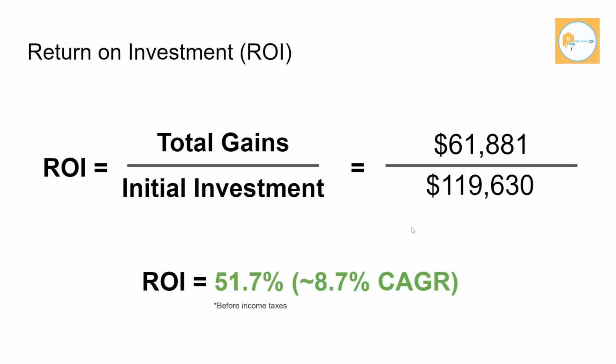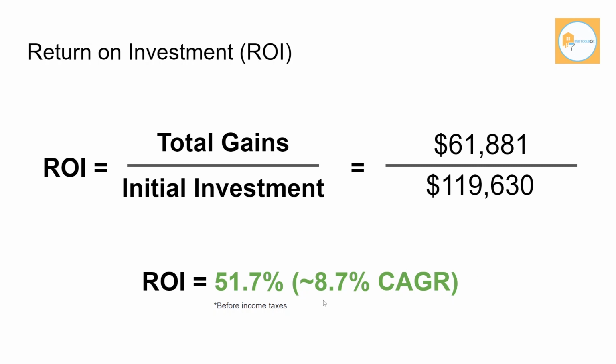So plugging that into the ROI formula, which is your total gains divided by your initial investment, that is going to be about $62,000 divided by $120,000. That gives you a return on investment of roughly 51.7%, and that in compound annual growth rate, or CAGR, is about 8.7%. So what that means is if you were to put your initial investment into something that compounds year over year, that compounding interest rate number would be 8.7%. Again, this is all before any income taxes. So if you're accounting for income taxes, this number will be lower.